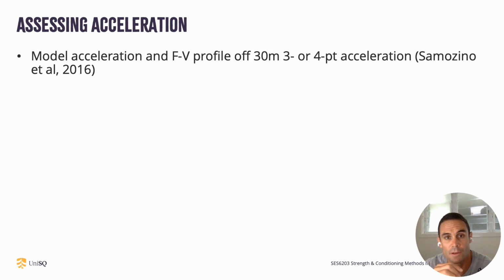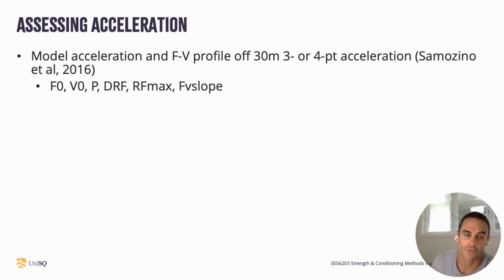One of the cool things that has come out recently is from Sam Zeno and JB Morin, the two people who have promoted this force velocity profile over 30 meters from a 3 or 4 point acceleration. I like doing it with a 4 point acceleration, but you can use a 3 point as well, depending on what athletes you're working with. And it gives you a number of different values. So it'll give you F0, which is force at zero velocity. It'll give you V0, which is velocity at zero force.